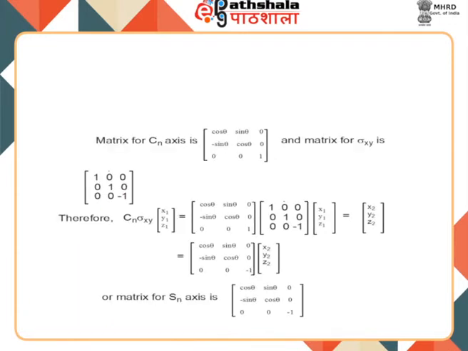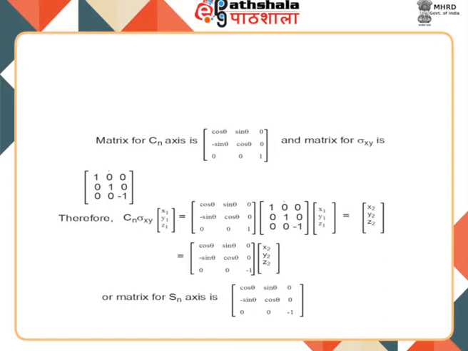Now we write down the matrices corresponding to the Cn axis and sigma xy. Cn is given as cos theta sin theta 0, minus sin theta cos theta 0, 0 0 1, and the matrix corresponding to sigma xy is 1 0 0, 0 1 0, 0 0 minus 1. Therefore, Sn is equal to Cn followed by sigma xy on the point x1, y1, z1.